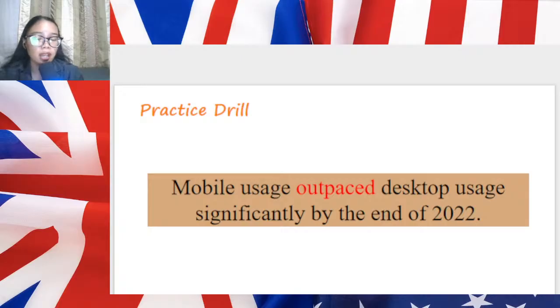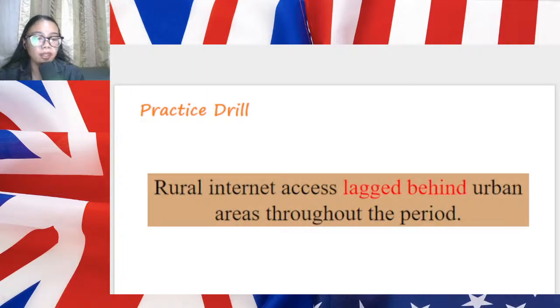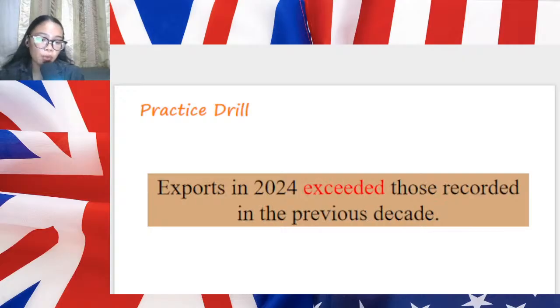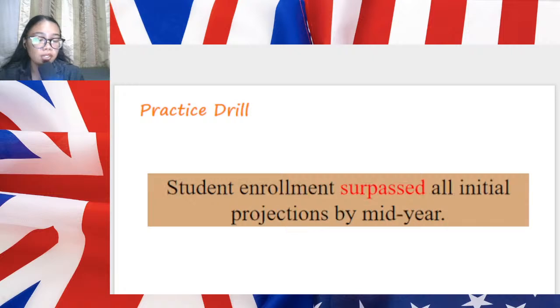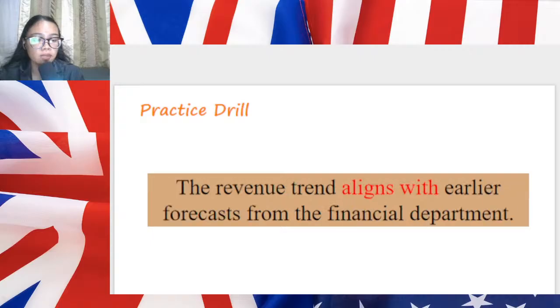Mobile usage outpaced desktop usage significantly by the end of 2022. Rural internet access lagged behind urban areas throughout the period. Exports in 2024 exceeded those recorded in the previous decade. The chart underscores the importance of renewable energy in future planning. Student enrollment surpassed all initial projections by mid-year. The revenue trends align with earlier forecasts from the financial department. And that is the second set of terms.